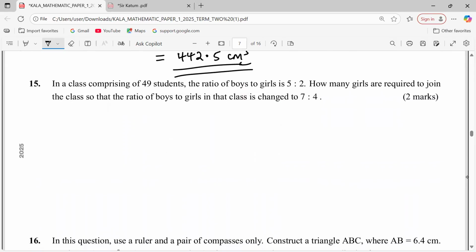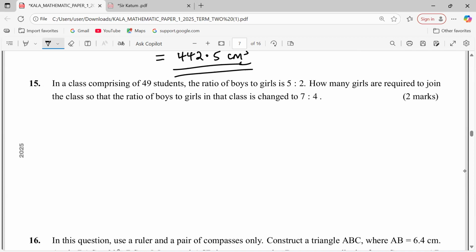In a class comprising 49 students, the ratio of boys to girls is 5:2. How many girls are required to join the class so that the ratio of boys to girls in that class is changed to 7 out of 4, assuming that we are adding girls without tampering with the number of boys?